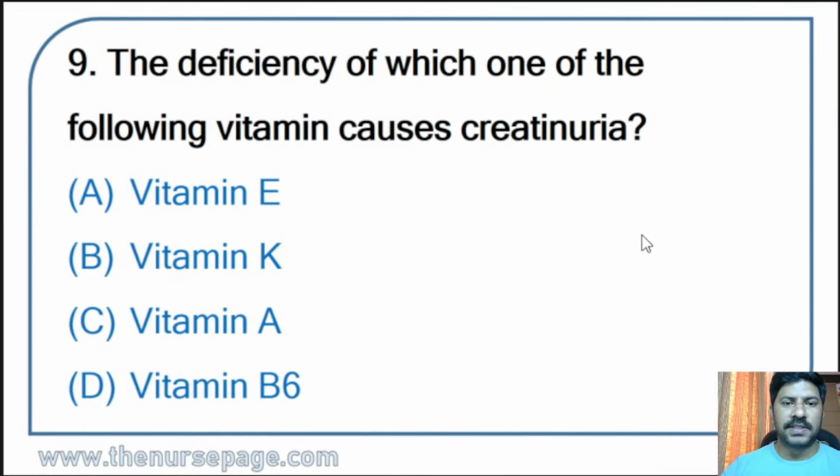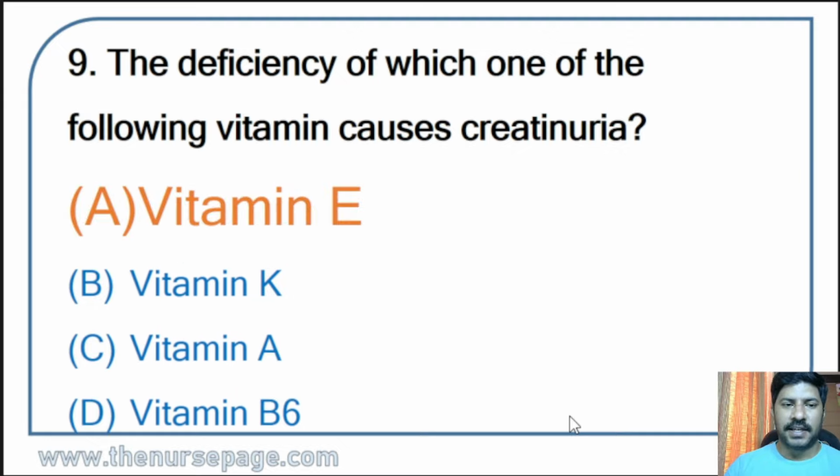Ninth question. The deficiency of which one of the following vitamins causes creatinuria? Vitamin E, vitamin K, vitamin A, vitamin B6. Correct answer is vitamin E. In vitamin E deficiency, there is a chance of increased muscle dystrophy or muscle degeneration, which leads to increased creatine level in urine. That is known as creatinuria. Vitamin E is also known as tocopherol.